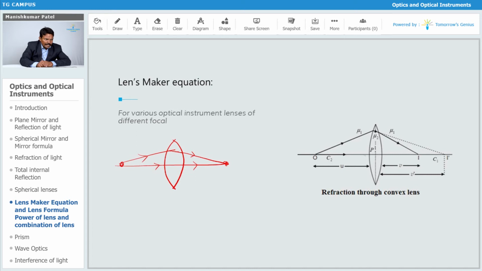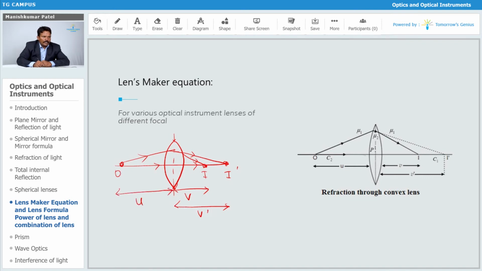When it comes out, it gets further bent and the final image is formed at this position. Let's say this one is I dash, this is I, and the final image is at a distance of V, and this is at a distance of V dash. So how are you going to write it down for this particular case? Let's say the object is placed at a distance U.